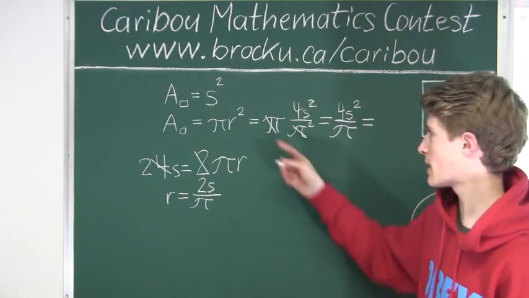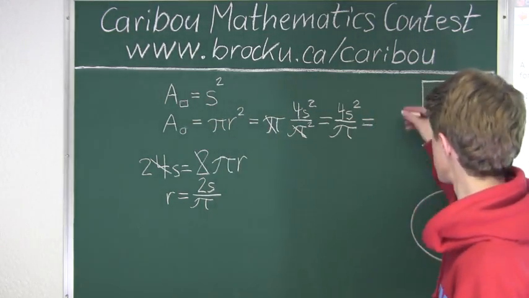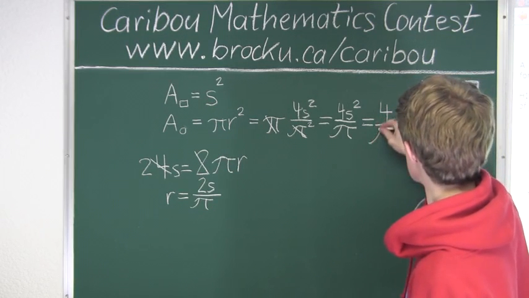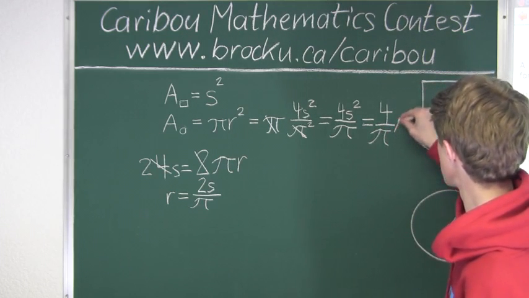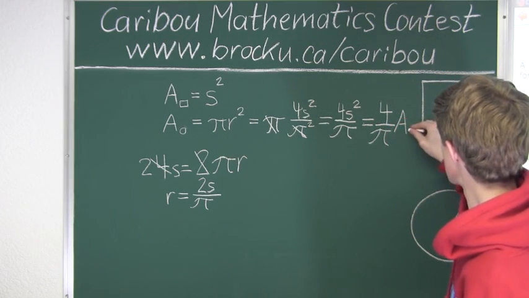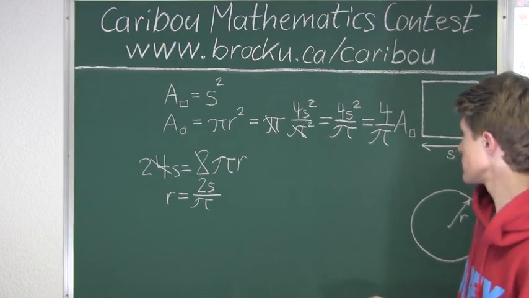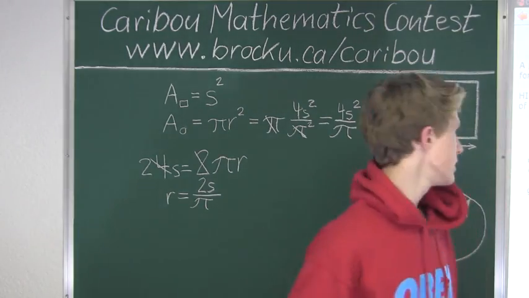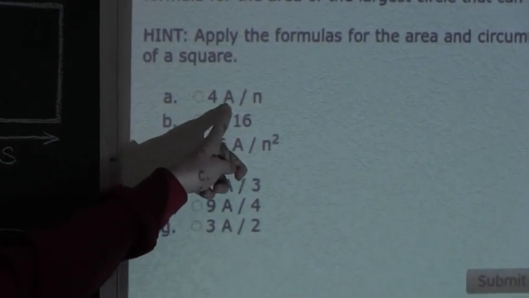since we are referring back to here, we know that s squared is the area of the square. So we can see that the answer must be 4a divided by pi. And we can see that here as option A, 4a divided by pi.